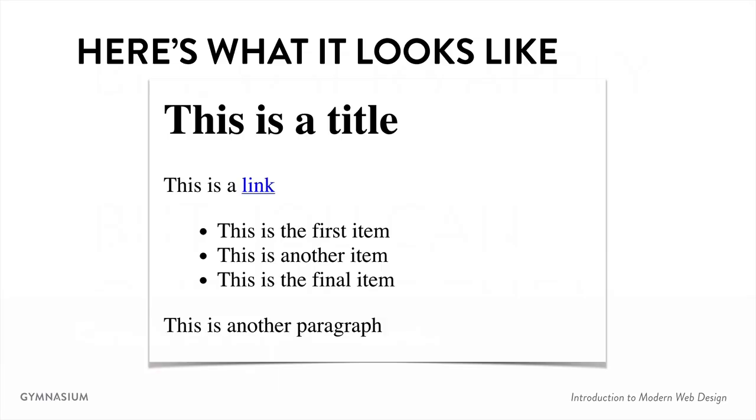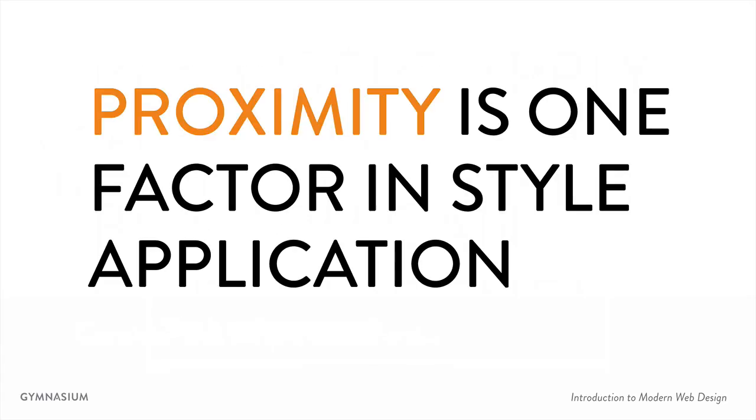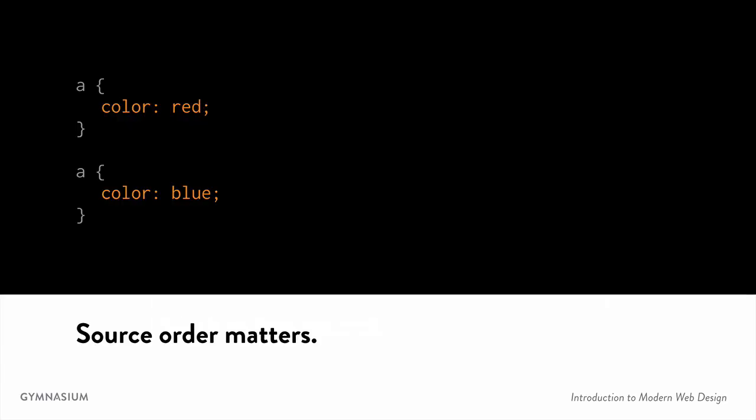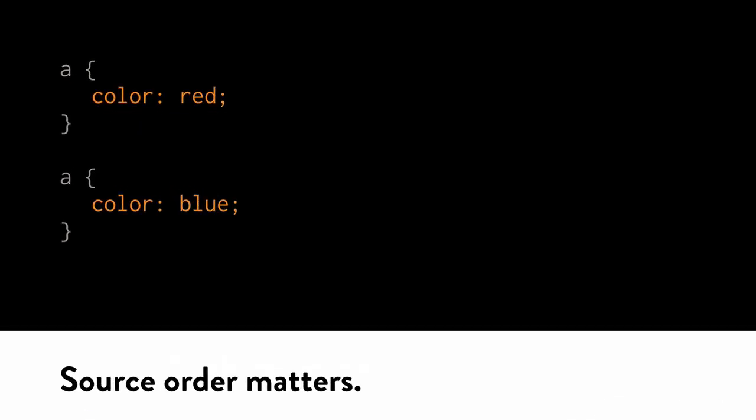So the first factor that needs to be considered when we're applying styles is proximity. So what does proximity mean? Proximity means that if we have two selectors that are equal to one another, and we'll talk about equality of specificity in a little bit, but here we have two identical selectors in two separate rule sets. Generally, you wouldn't see these right after each other in a style sheet, but it might be possible that there are other rule sets in between these.